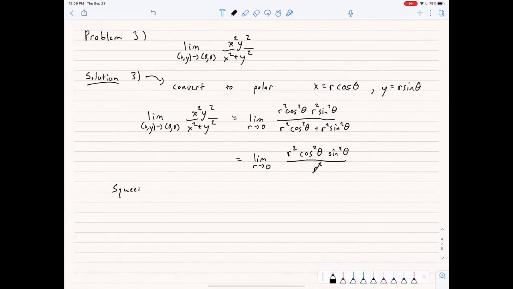So the squeeze theorem says that if you can take the thing you're taking the limit of, in this case this function, and trap it between two functions that you understand, where their limit goes, then you know where the limit of the function in between goes. So here we can say, for this particular case, r squared cosine squared theta sine squared theta. Well, cosine and sine are both between -1 and 1. So this is going to be trapped between negative r squared and r squared.